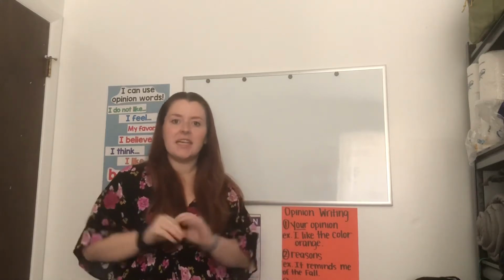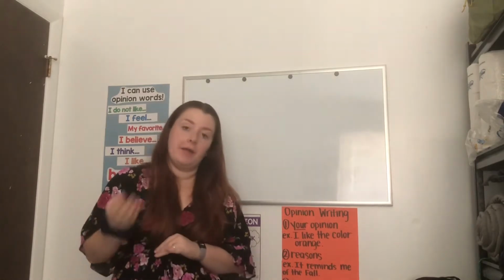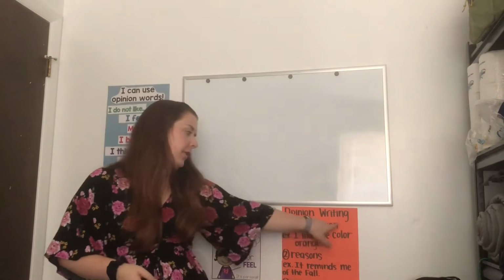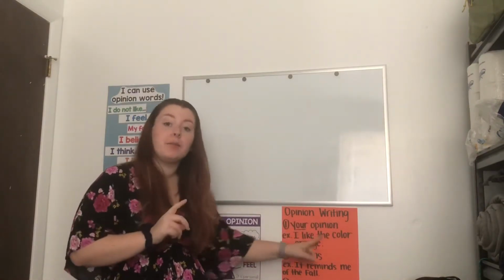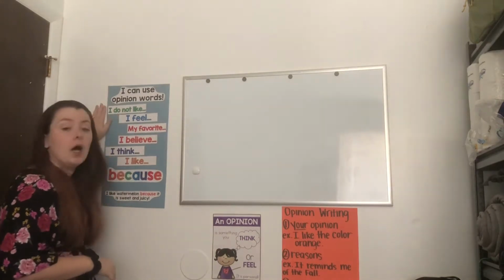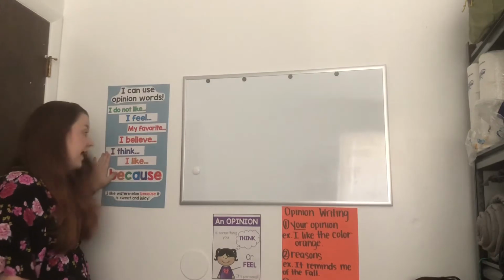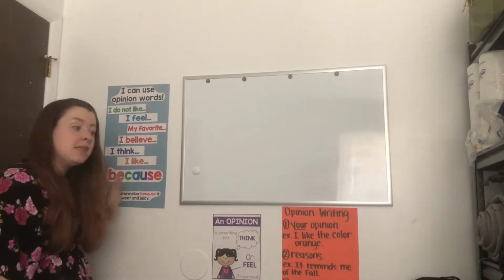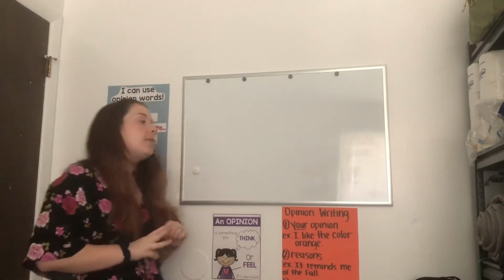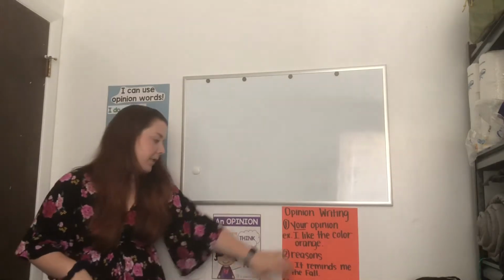First grade, yesterday, or Tuesday I should say, we talked about how you write an opinion piece. So our steps, if you remember, for opinion writing: the first one is your opinion. You need to use opinion words like I do not like, I feel, my favorite, I believe, I think, or I like. Our second step is your reasons. You have to have 3 reasons. And these are your because. Why do you have that opinion?